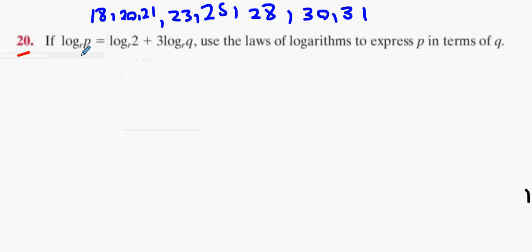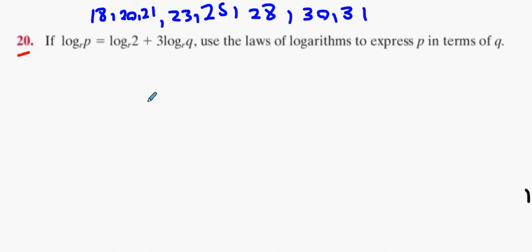If log p base r is equal to log 2 base r is equal to 3 log q base r, use the law of logarithms to express p in terms of q. Did I cut off part of the question? Is it q and r or just q? Q. Alright.